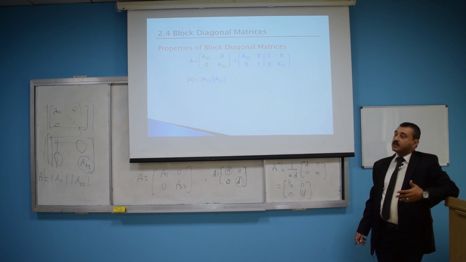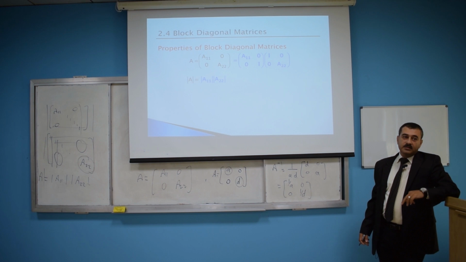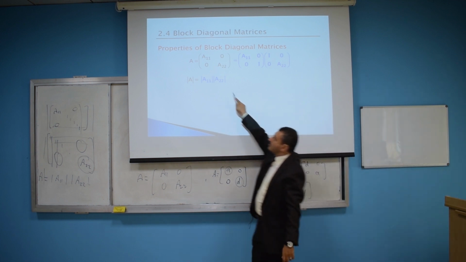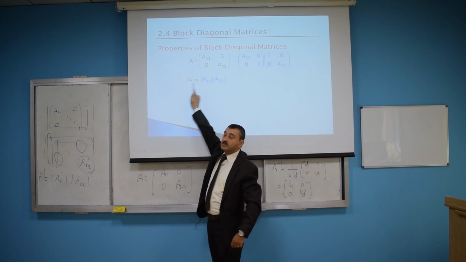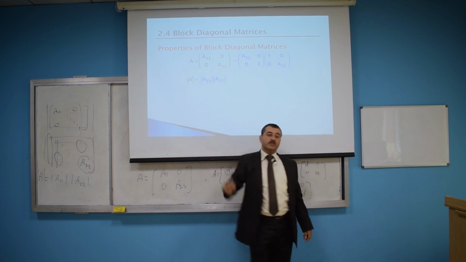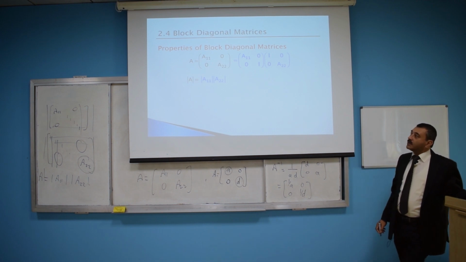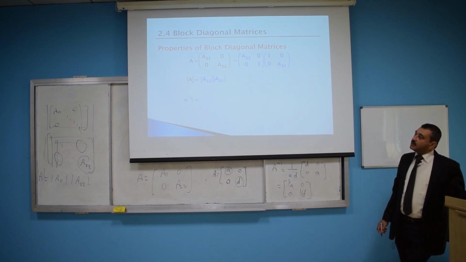So if you want to check if the inverse exists or not, you can simply check that the determinants of the blocks exist. You have to find these guys are not zeros, to have a value for the determinant of A and the inverse to exist. And we found that the inverse is given this way.